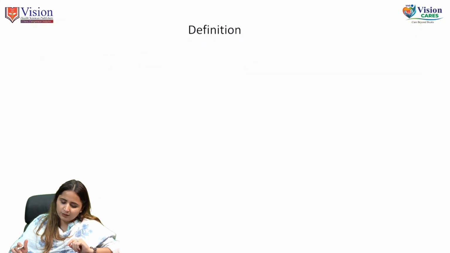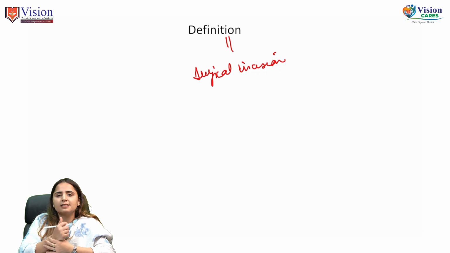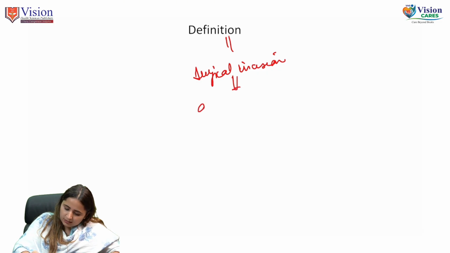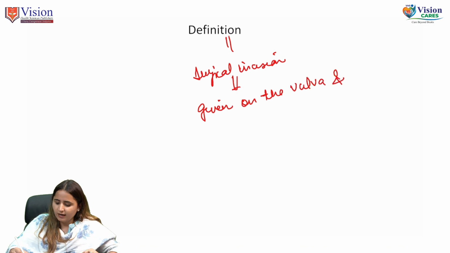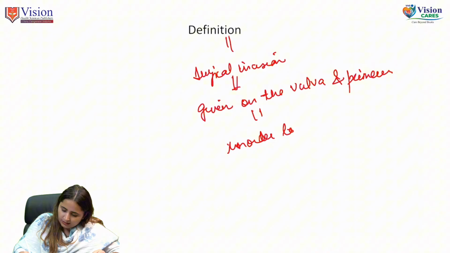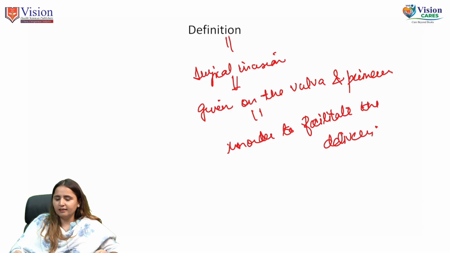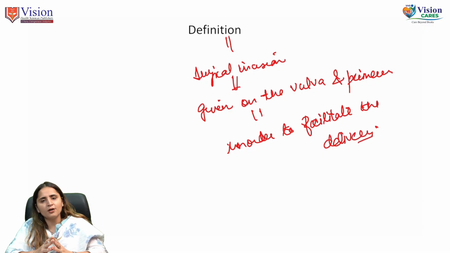So what is episiotomy? Episiotomy is a surgical incision given on the vulva and the perineum. Why? In order to facilitate the delivery, in order to complete the delivery. That is called episiotomy, right?